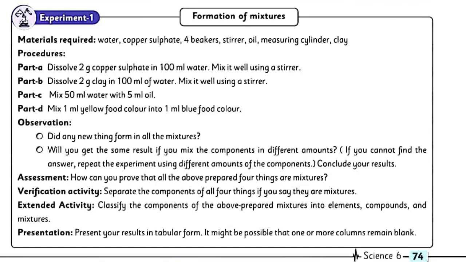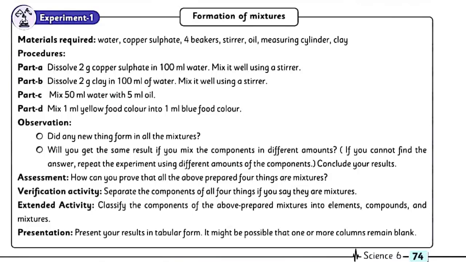Experiment 1: Formation of mixtures. Materials required: water, copper sulfate, 4 beakers, stirrer, oil, measuring cylinder, clay. Procedures: Part A: dissolve 2 g copper sulfate in 100 ml water. Mix it well using a stirrer. Part B: dissolve 2 g clay in 100 ml of water. Mix it well using a stirrer.